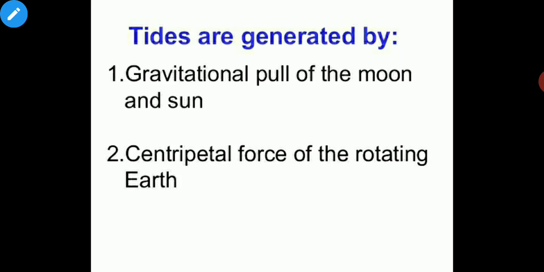Now these tides are generated by the gravitational pull of the moon and sun. Second is the centripetal force of the rotating earth.